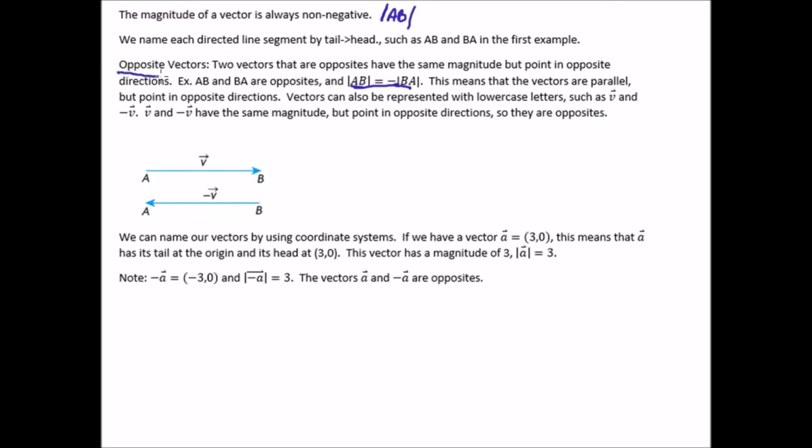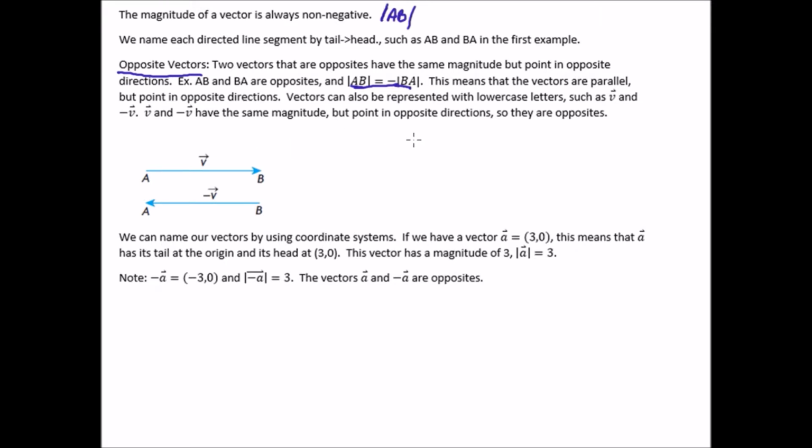When we talk about opposite vectors, what does this mean? In general, an opposite vector just means it's going in the opposite direction. They're two vectors with the same magnitude. So the magnitude of AB is going to be equal to the magnitude of negative BA. This means the vectors are parallel, but going in opposite directions.